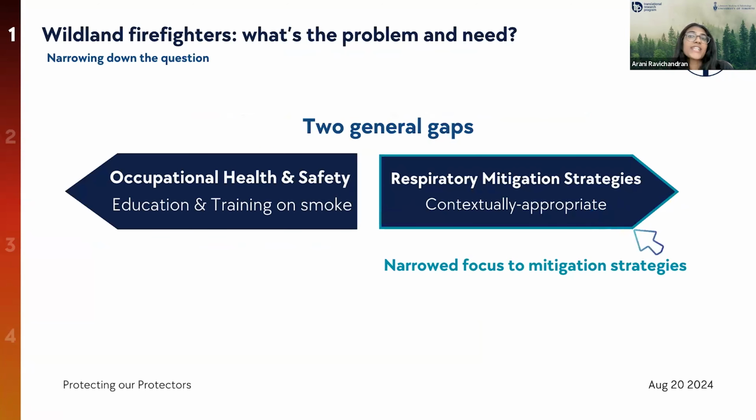Ultimately, we identified 2 gaps: education and training on smoke health impacts, as well as a lack of contextually appropriate respiratory mitigation strategies. For our capstone, we narrowed our focus to mitigation strategies, and you will see in our study findings how both these gaps are interconnected and how we aim to tackle this.